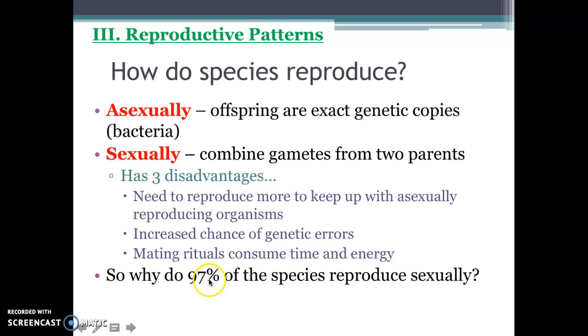There is a reason why 97% of all the species on the earth reproduce sexually. And if you haven't guessed it by now, it is because of genetic diversity. These little genetic errors that happen cause natural selection, cause things to be more adapted. So we learned about that when we read about natural selection a little while ago.